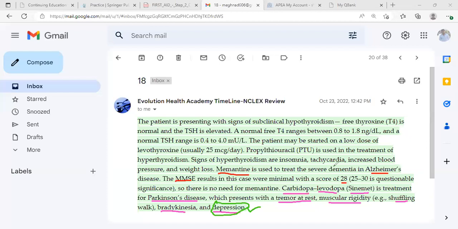But another patient has Alzheimer's disease. You know, the most common cause of dementia, severe dementia. When a patient has Alzheimer's, we start the treatment. You need to check the mini mental test. If the score is less than 25, you can start the medication, right? And the medication is called memantine.